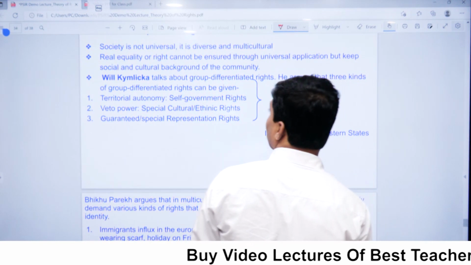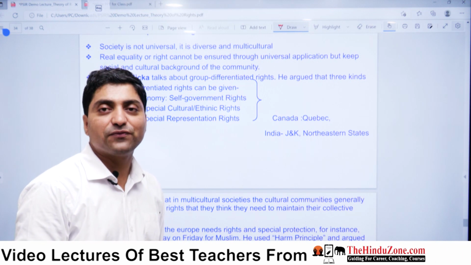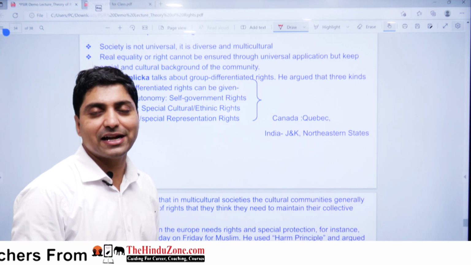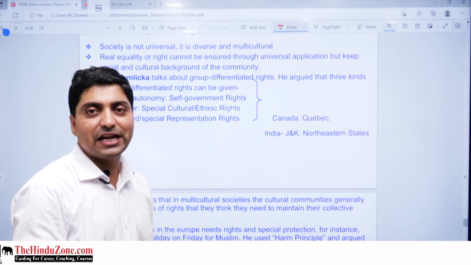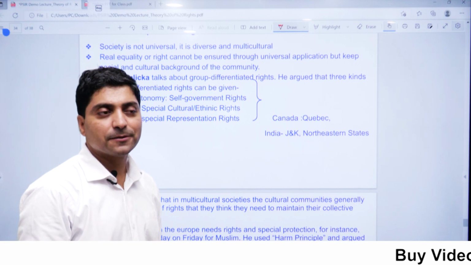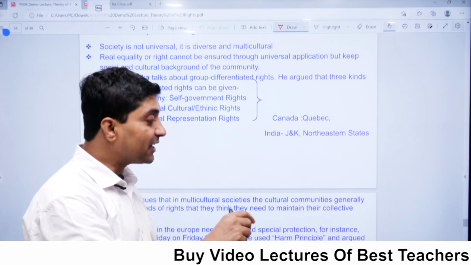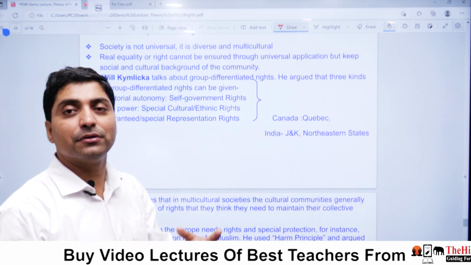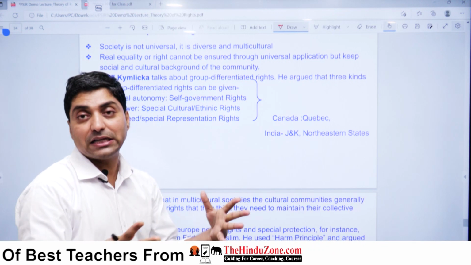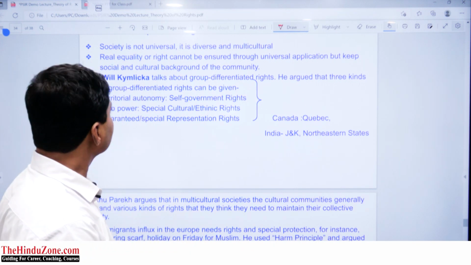Now if you see the entire world, society has evolved as a multicultural society. For example, the US is a multicultural society. Canada is a multicultural society. India is a multicultural society. When I say multicultural society, it means there is plurality and diversity in that society. There are different sects of people, with different opinions, different cultures, different practices, different ways of life, right?